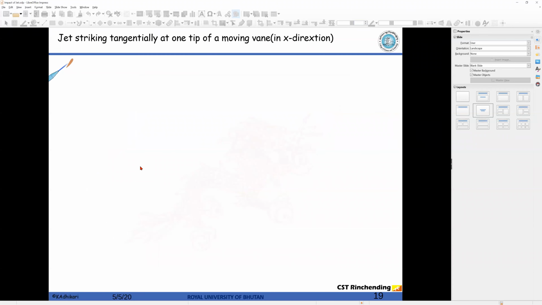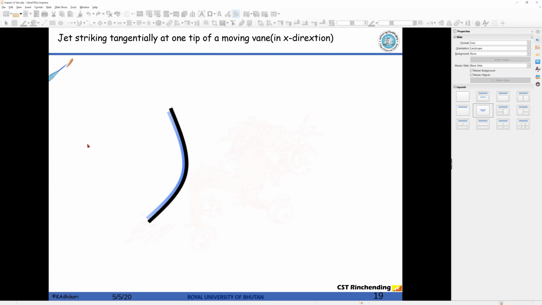Let's analyze this problem where a jet strikes tangentially at one tip of a moving vane. This is the exact scenario: the jet is striking at the tip of a vane, and the vane is moving in the x direction. By the way, this condition is not in the textbook. I just brought it here so that it gives you an entirely new way to think about such problems. So let's analyze this.